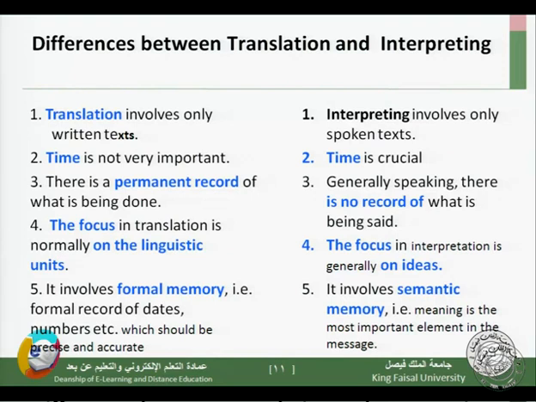Now, the third: regarding translation, there is a permanent record of what is being done. It means you put it down. There is a record left. Whereas, generally speaking, in interpreting, there is no record of what is being said. Somebody might say, well, we can record it. It's fine, you can record it, but I'm saying in general, when you are interpreting, there is no written record of what is being said.